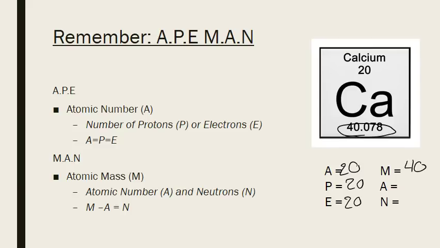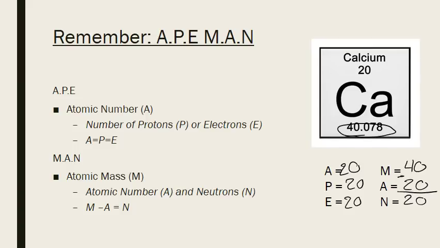Now we know that our atomic number, A, was also 20. So if you subtract the two, our number of neutrons is also going to be 20. That's just how this one worked out. It might not work out like that every time. Anyway, it should be number of protons 20, electrons 20, atomic number 20, atomic mass 40, and our number of neutrons is also going to be 20.